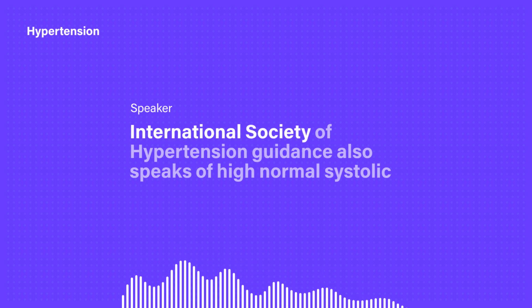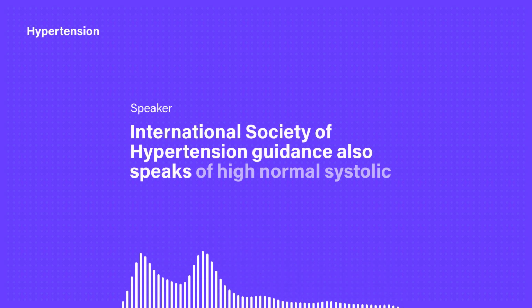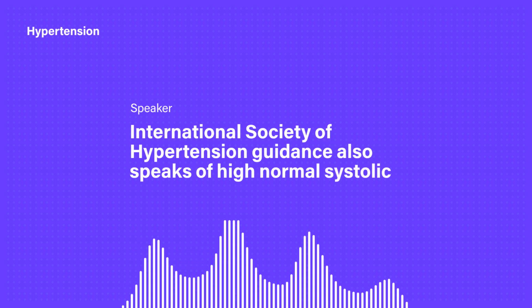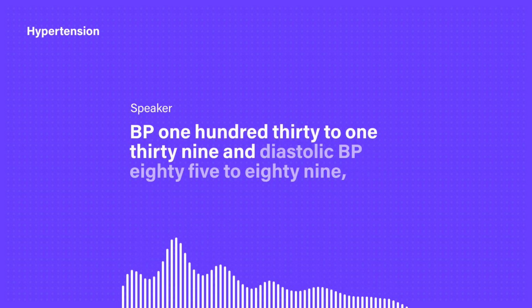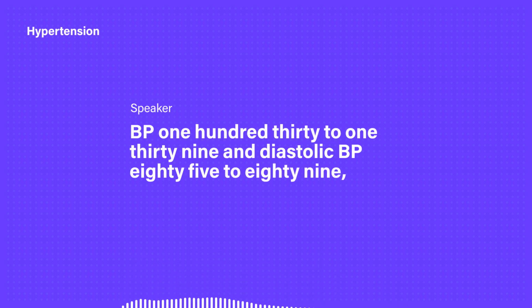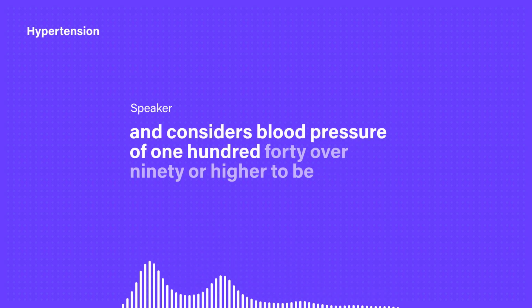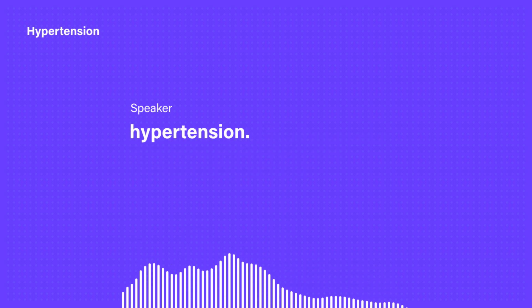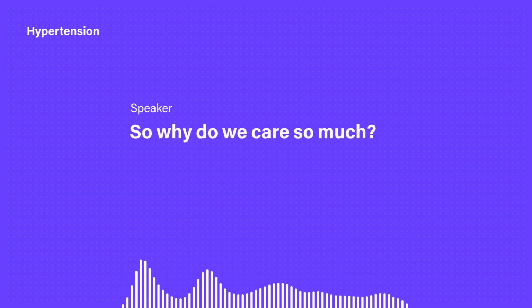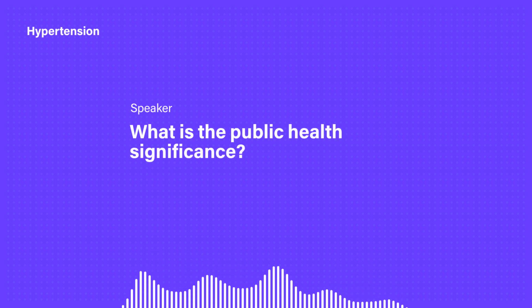WHO International Society of Hypertension Guidance also speaks of high normal, roughly systolic BP 130 to 139 and diastolic BP 85 to 89, and considers blood pressure of 140 over 90 or higher to be hypertension. So why do we care so much? What is the public health significance?